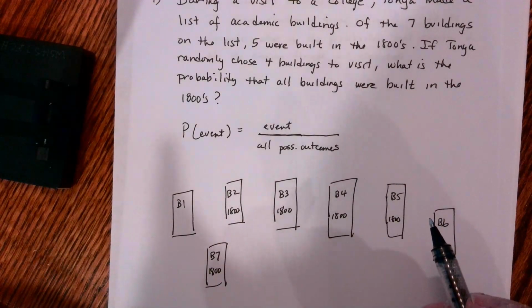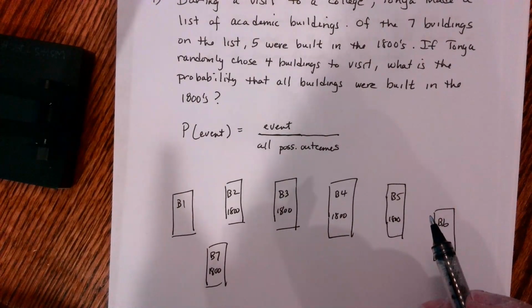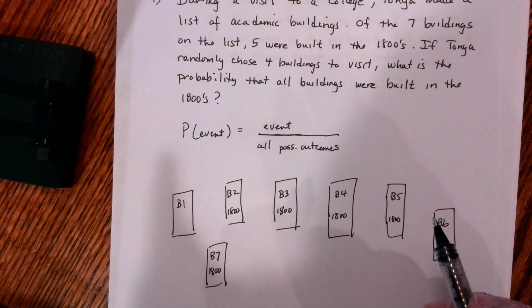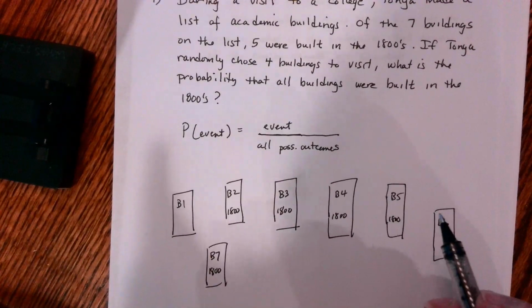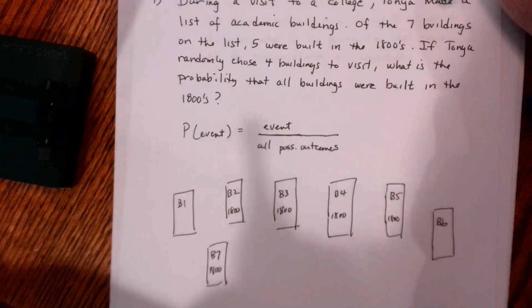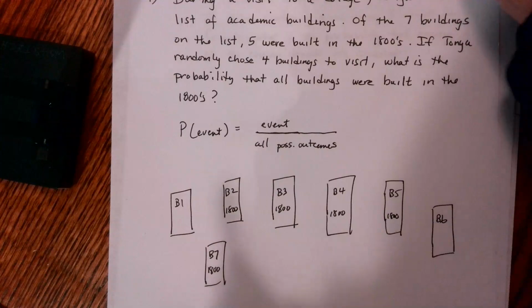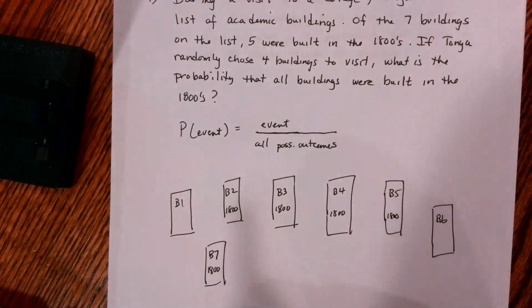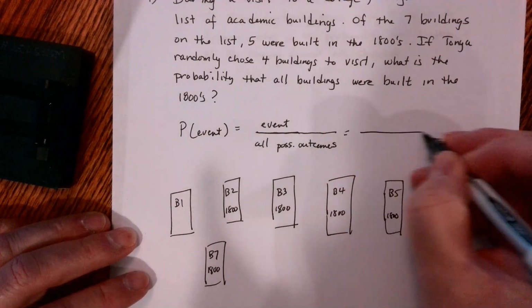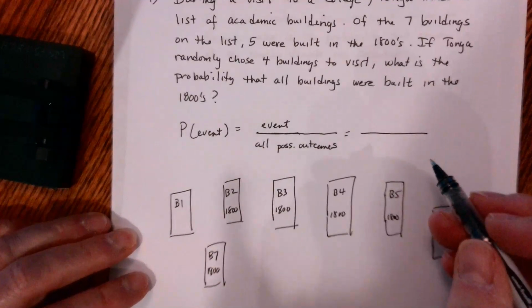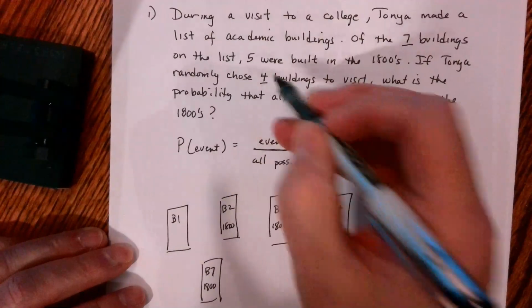So the very first thing that we need to do is to figure out the total possible outcomes that you can possibly have here. Okay, so let's see if we can figure out what all the possible outcomes are. All the possible outcomes would be what? There were 7 buildings, and she's going to pick 4 out of those 7.